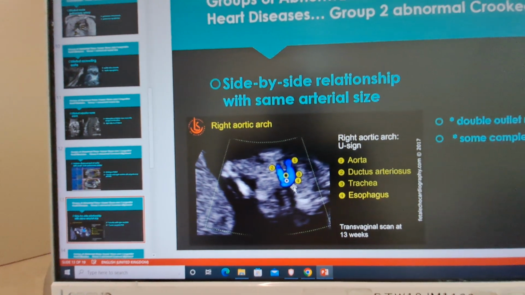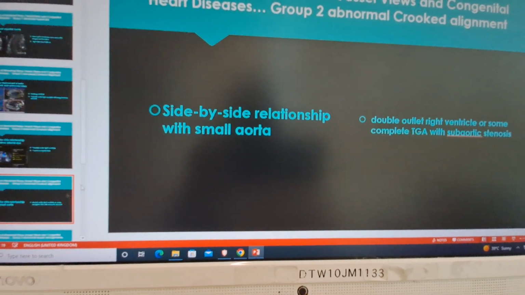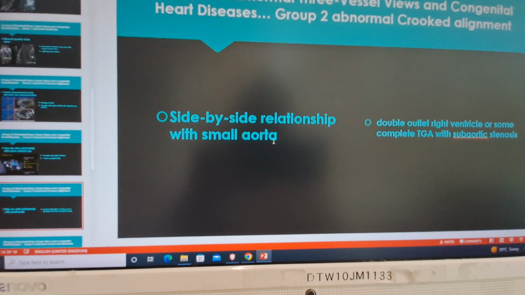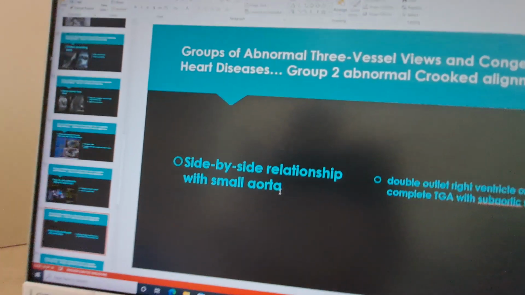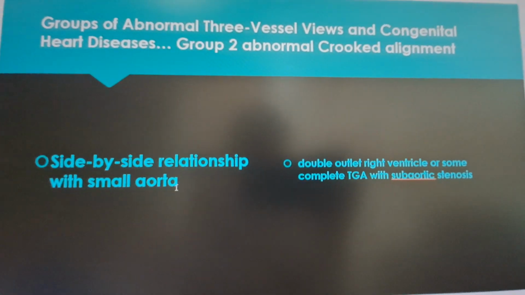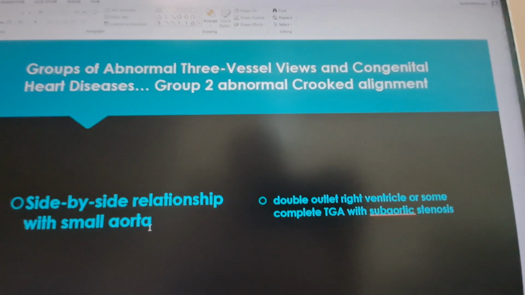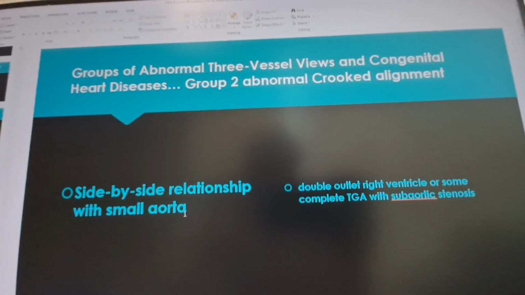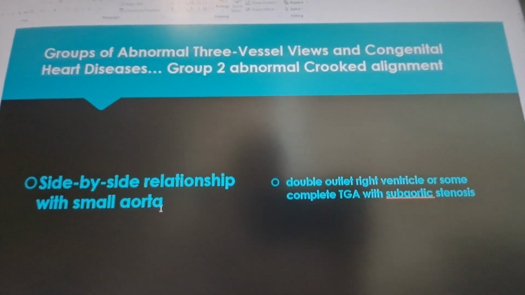So this is a good picture to diagnose the right aortic arch. Another is the side by side relationship of the great arteries, the aorta and the pulmonary artery. It means the aortic origin is abnormal, or there is some stenosis. So, double outlet of the right ventricle or TGA with subaortic stenosis.